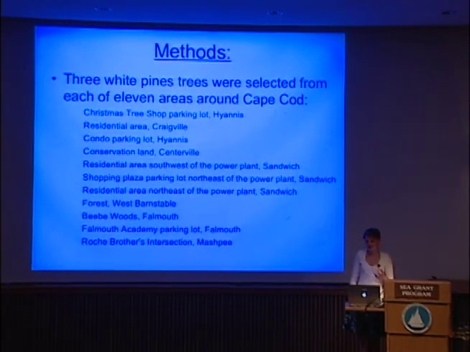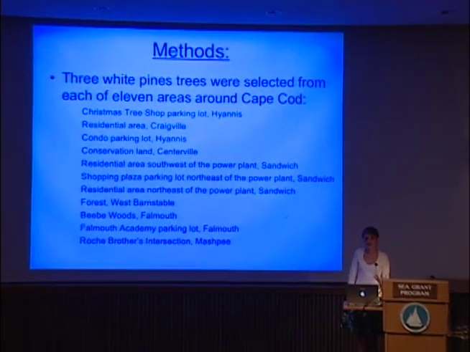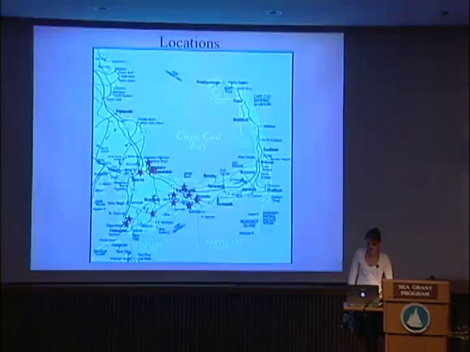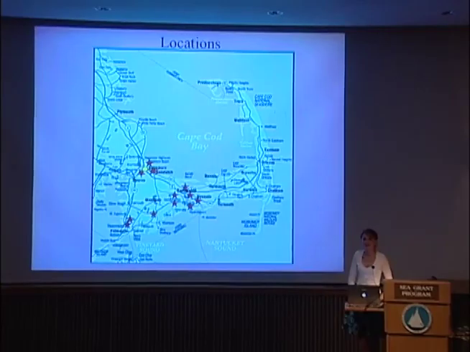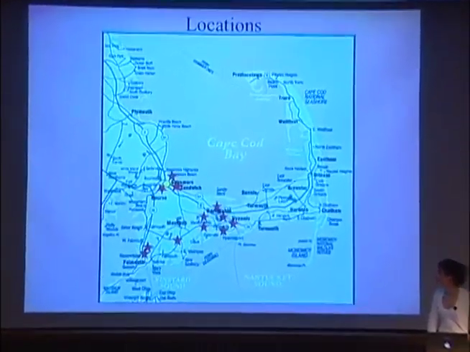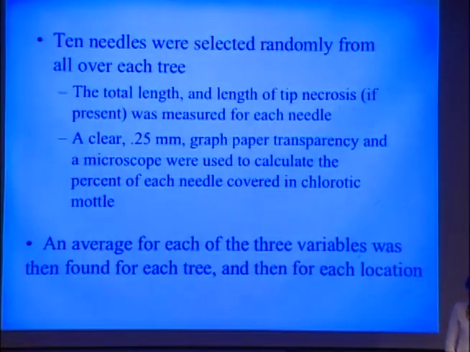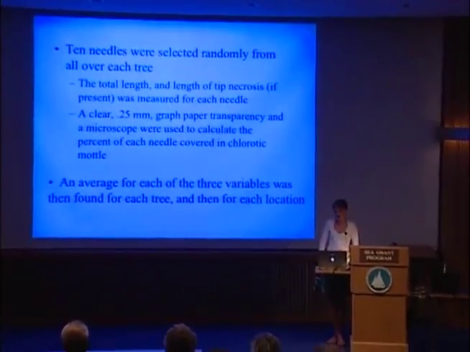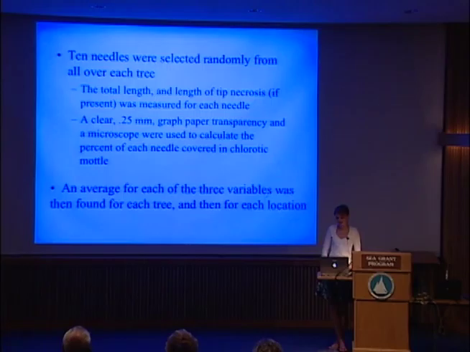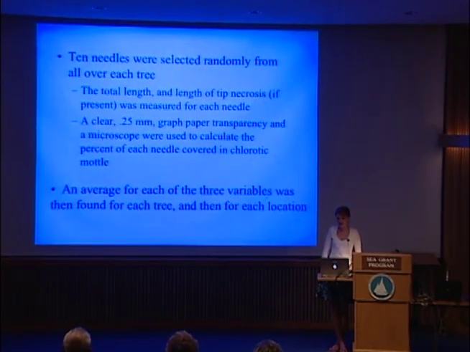My methods: I found three white pine trees of relatively similar ages. White pine trees' branches grow in layers, so if you count the layers, that's the number of years old they are. So I found three trees in each of 11 areas around Cape Cod, everywhere from the Falmouth Academy parking lot up to Barnstable and Sandwich. These are the locations on the Cape. The yellow dot is the Muir Power Plant in Sandwich, and the red dots are where I collected the needles from.